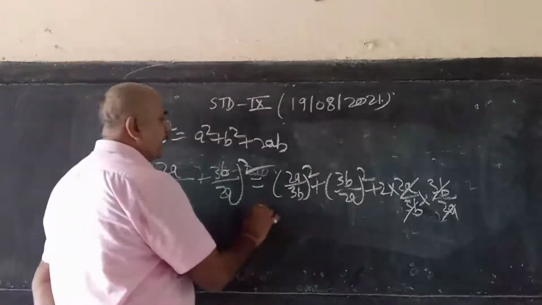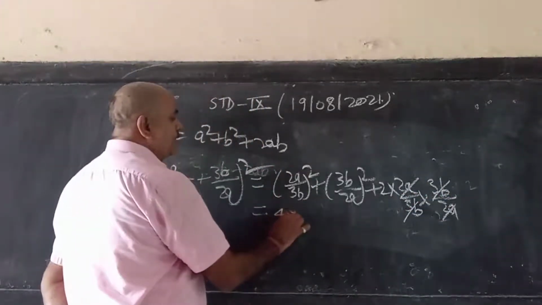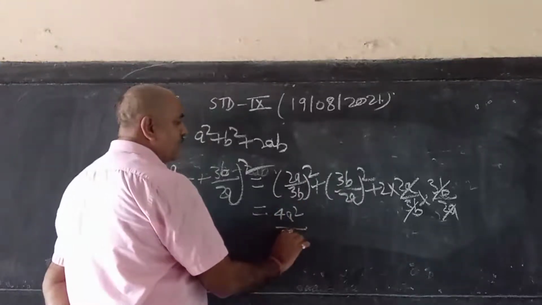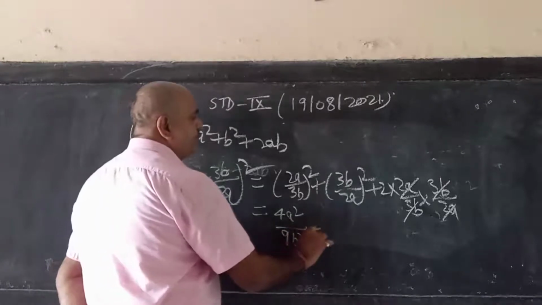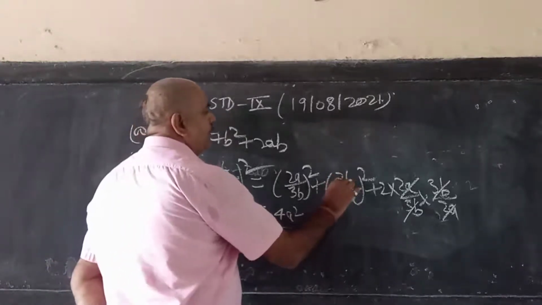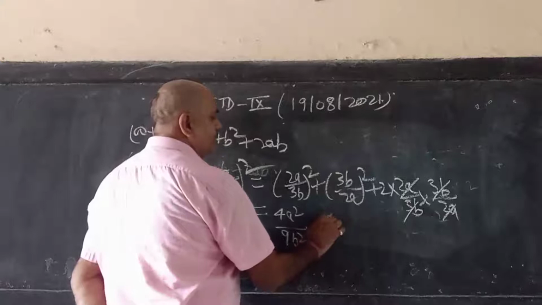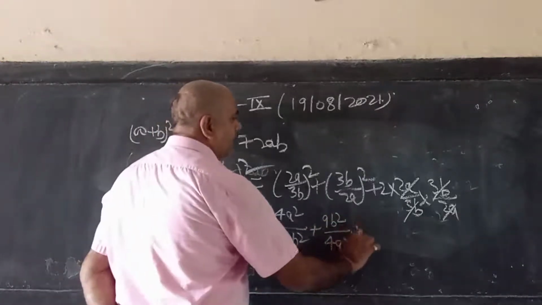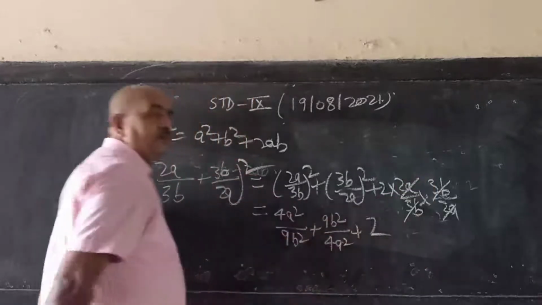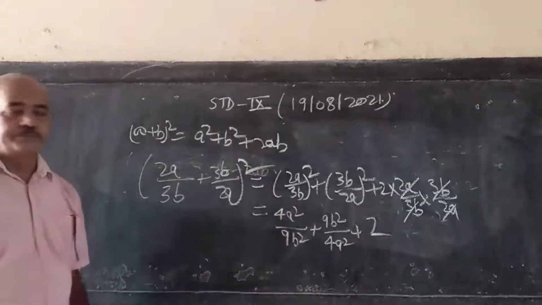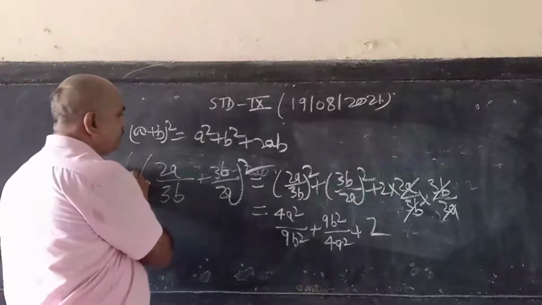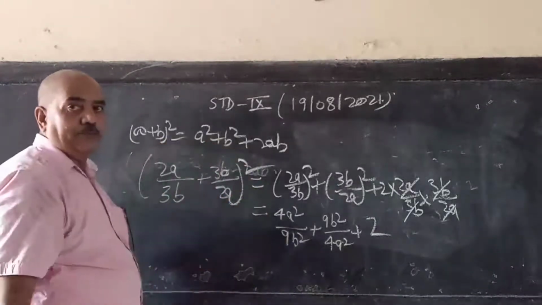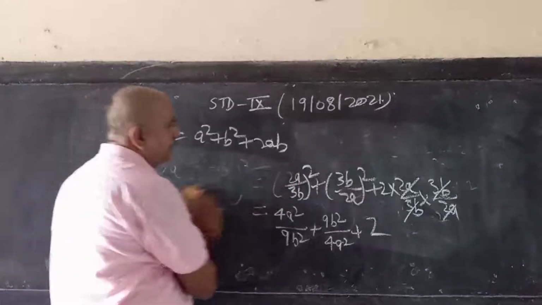And since it is a square, 2a square means 4a square by 3b whole square means 9b square. Plus 3b square by 2a square means 9b square by 4a square, and here left only 2. This is our answer. If minus sign, then we will use (a minus b) whole square. Right?